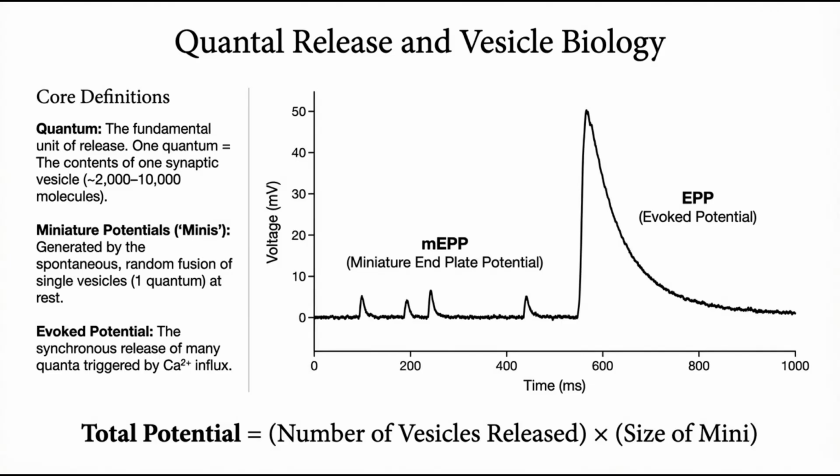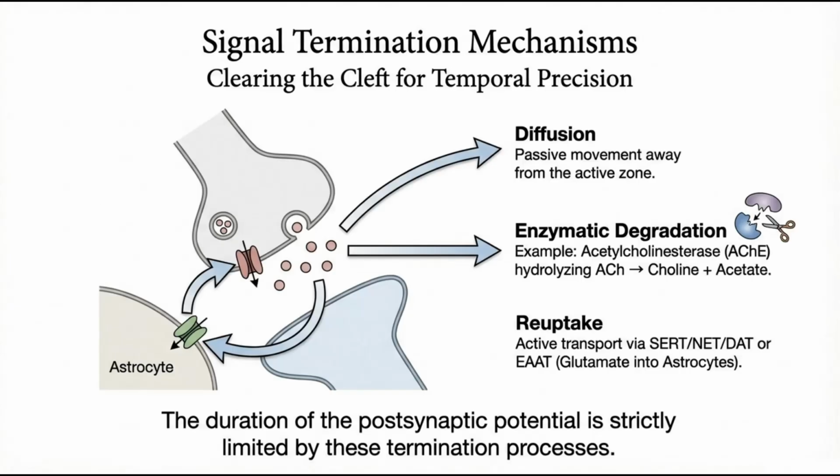Now, slide 5. Termination of the signal. This is a problem of cleanup, really. You've released this chemical, it is bound to the receptors, it's done its job, now you have to get rid of it. Right, because if you don't, the receptor just stays activated forever. Exactly. If you don't turn off the signal, the system fails. Imagine pressing a key on your keyboard and the letter just keeps typing forever.